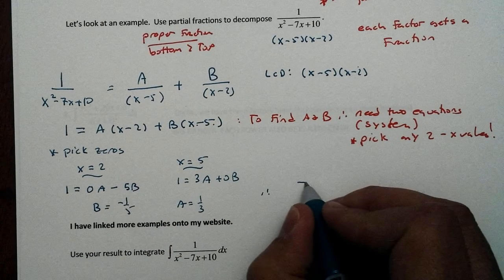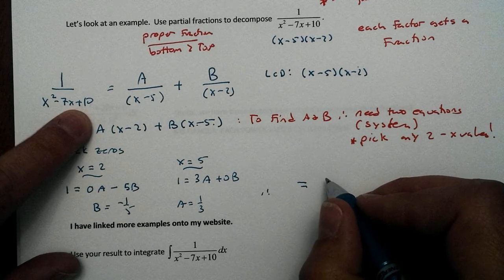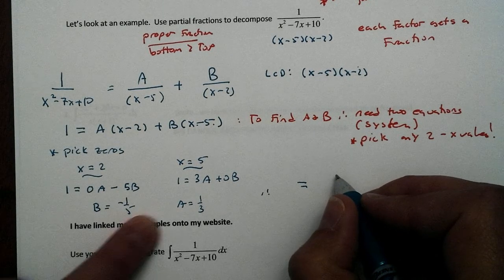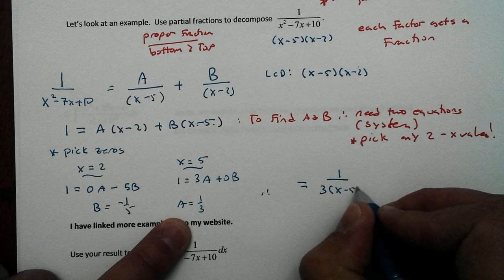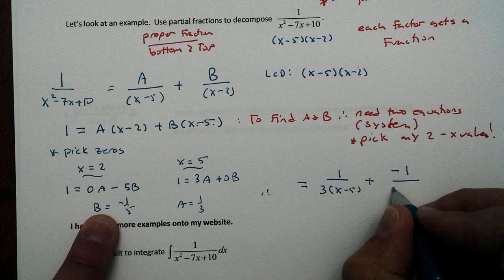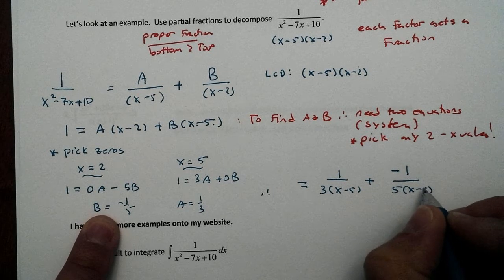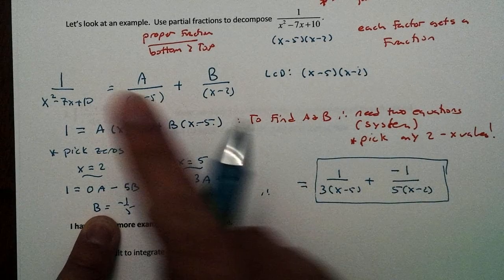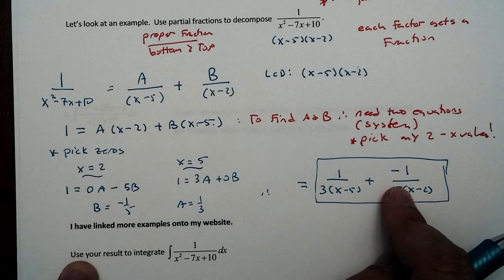Therefore, our fraction 1 over x squared minus 7x plus 10 would become a, which is 1/3. So I can go 1 over 3 times x minus 5 plus b, which is negative 1 over 5 x minus 2. Right there. And that would be the sum of our fractions. So these two fractions would be equal to each other.